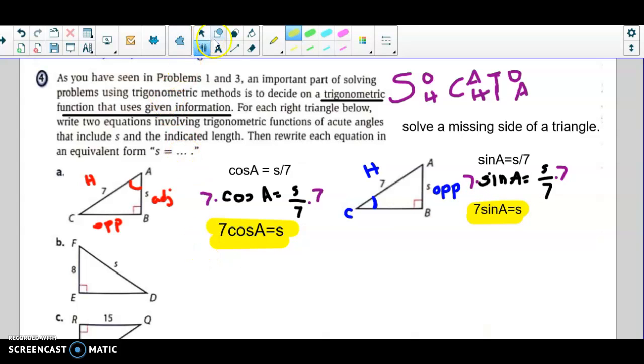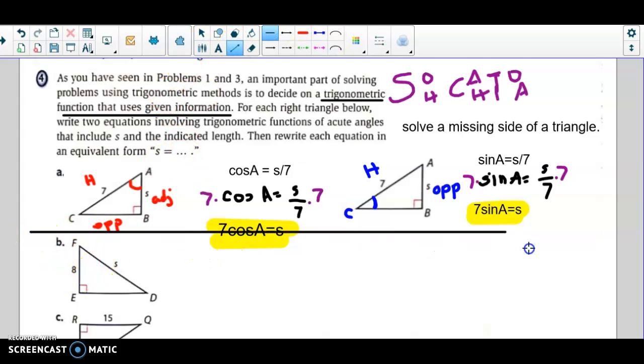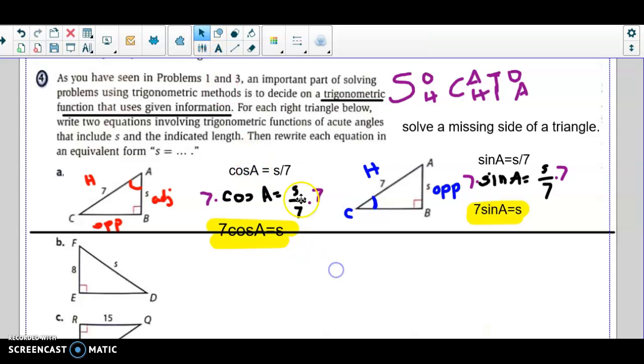All right, let's take a look at our next problem. So let's take a look at our next one. So maybe we can move this up so it looks a little different.